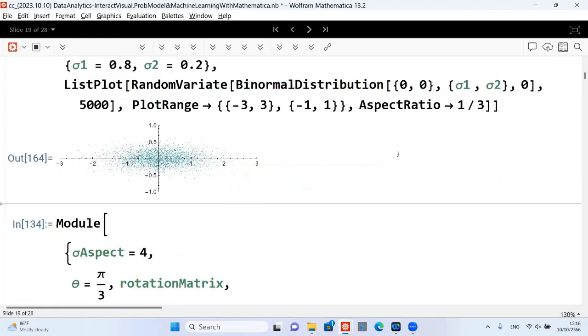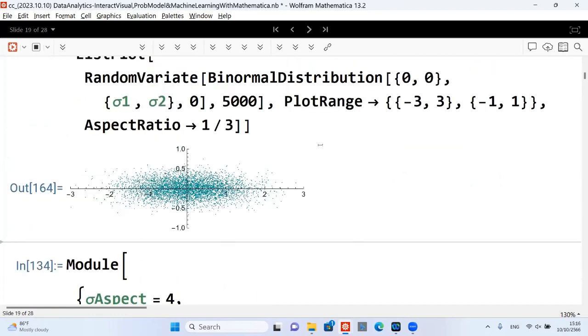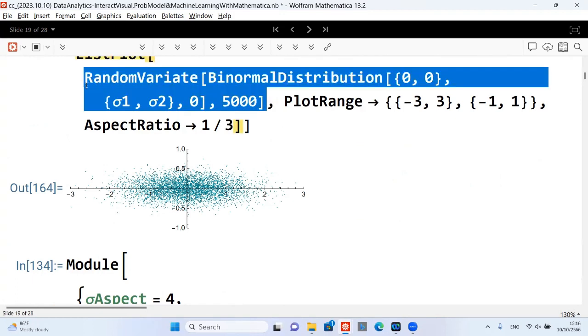Okay. Now, why do I need to add the word aspect ratio? Because normally Mathematica would just adjust the scale, right? And you wouldn't see anything because it would just be a square. Okay. So this way I just keep it like this. So you can see, right? So this is a normal distribution. This is a normal distribution.